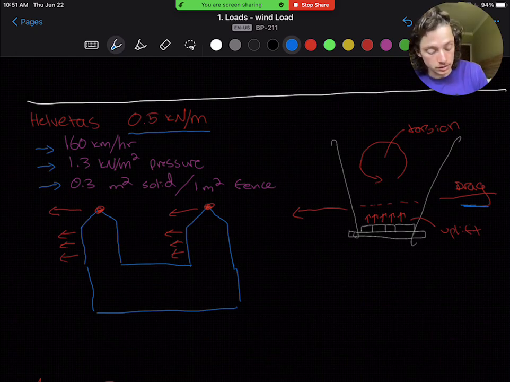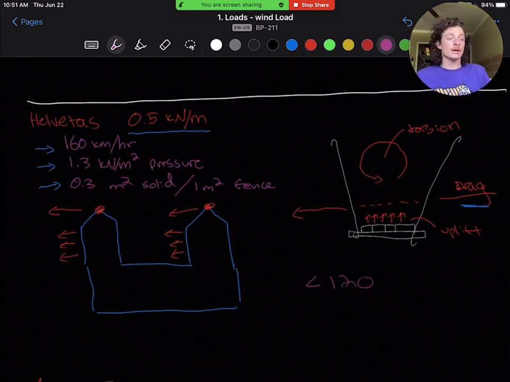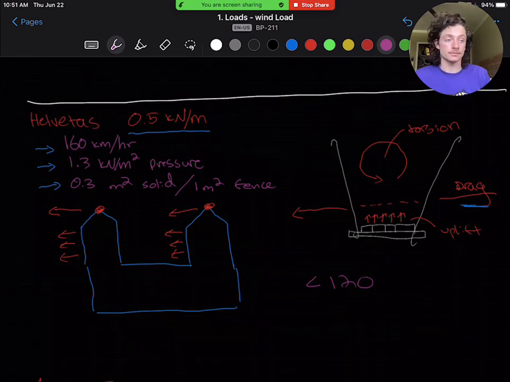So use a different color here. That needs special wind considerations. And generally, under 120 meter bridges, we won't even consider wind to be a governing load in any direction.